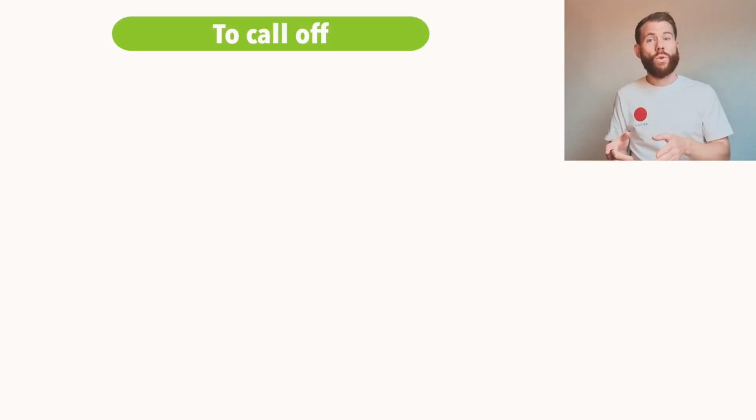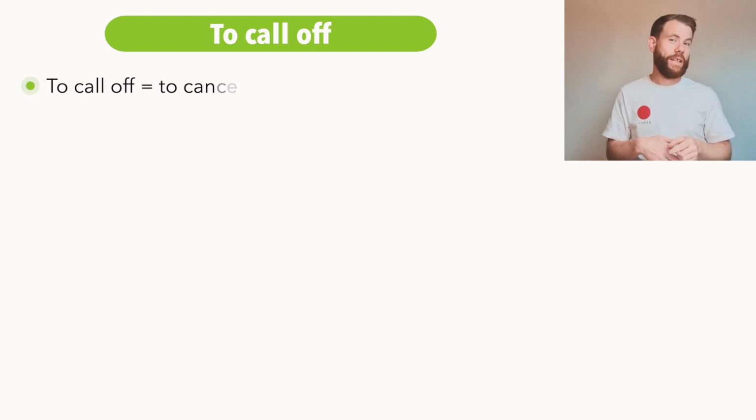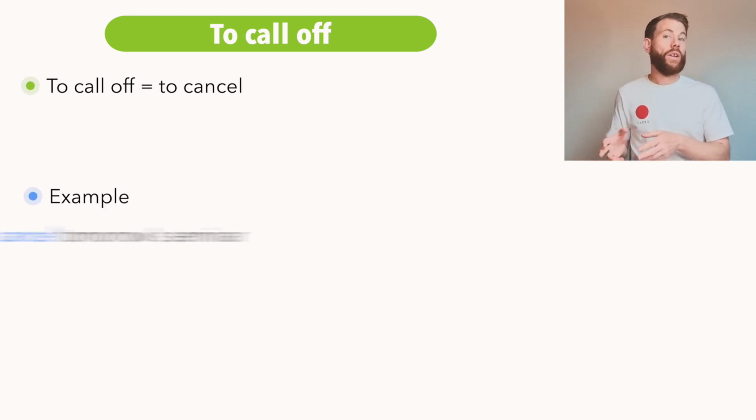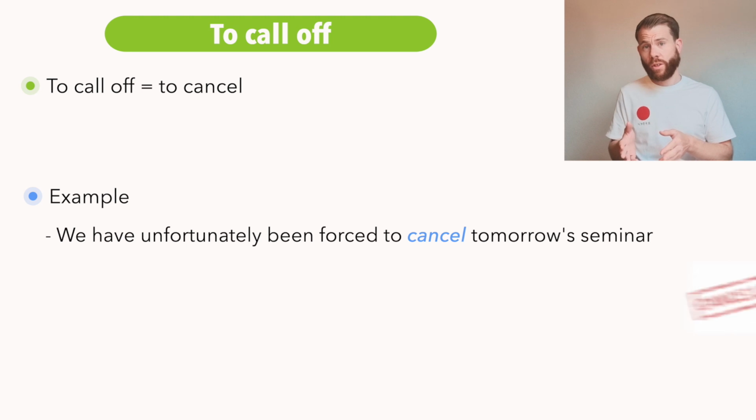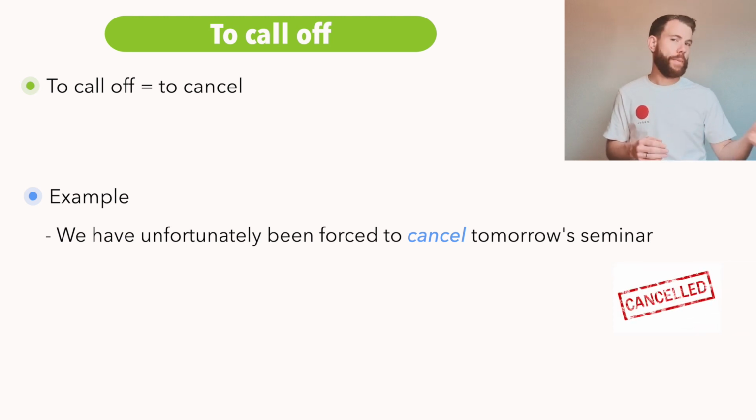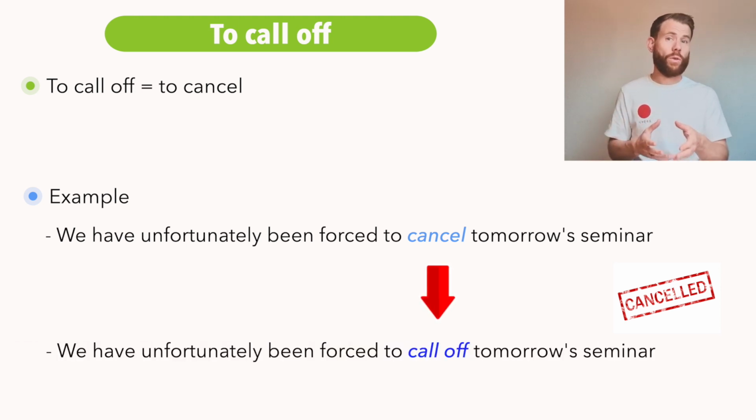7, to call off. This one means to cancel. We have unfortunately been forced to cancel tomorrow's seminar. And you can replace that again with call off. So we have unfortunately been forced to call off tomorrow's seminar. Exactly the same meaning here, but again, just increasing your vocabulary, sounding more natural.